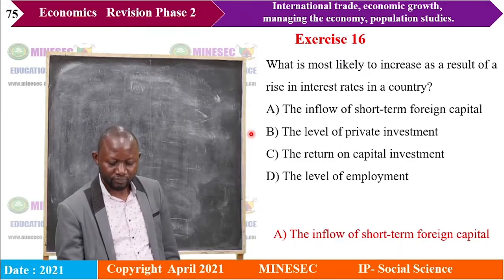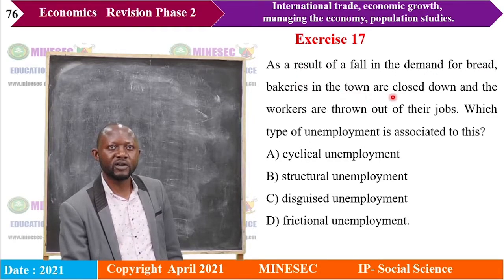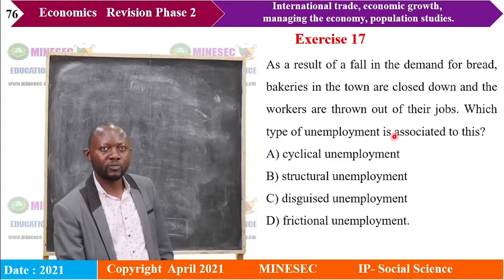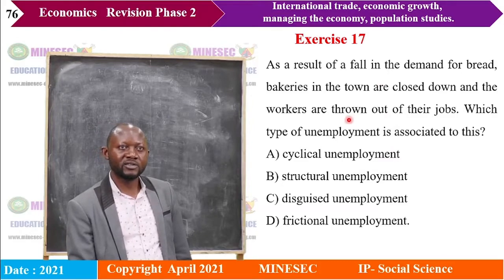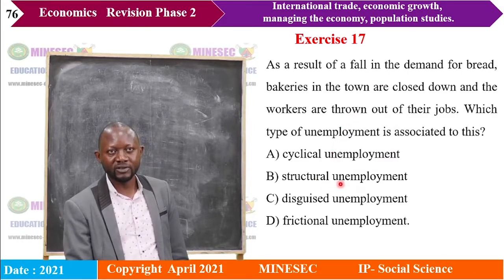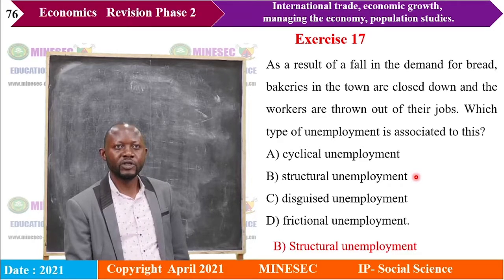As a result of the fall in demand for bread, bakeries in the town are closed down and workers are thrown out of their jobs. Which type of unemployment is associated with this? That represents structural unemployment. Already we're defining the various types. The right answer is B.